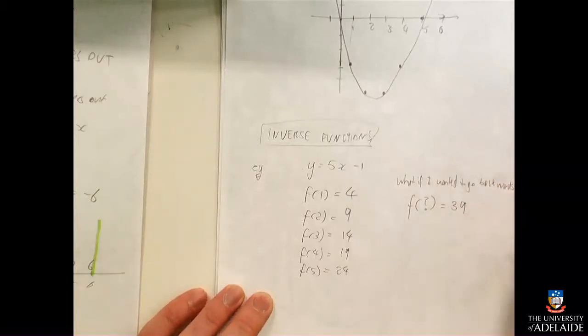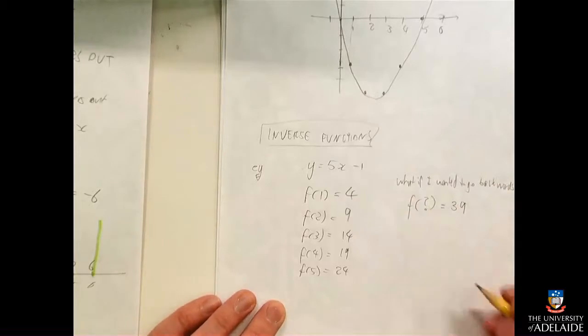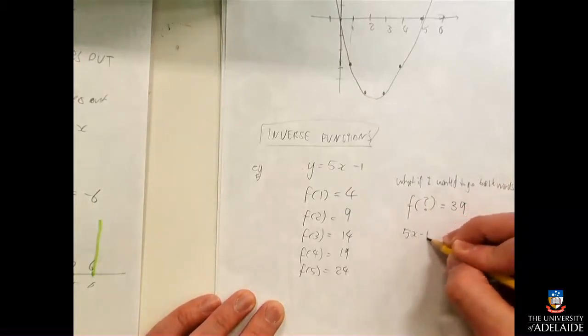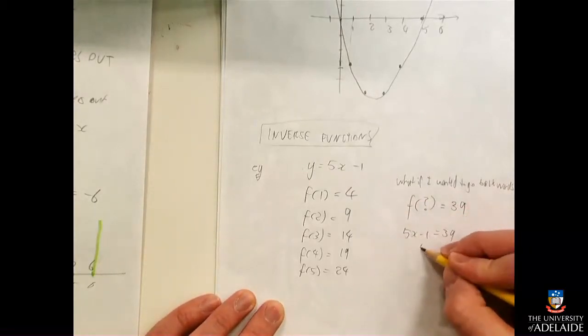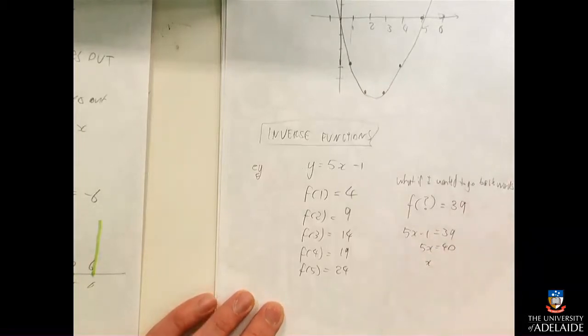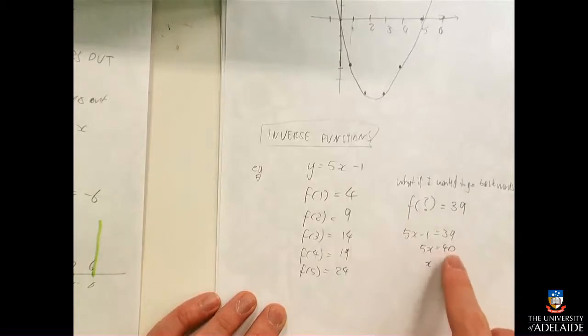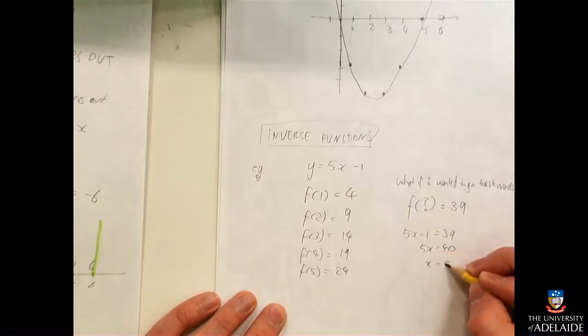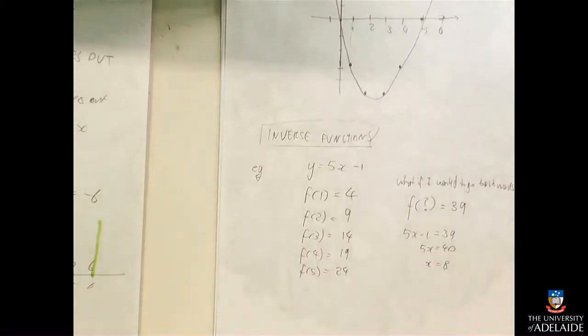What if I wanted to go backwards? In that case, I might say, well, 5x minus 1 is supposed to be 39, so 5x is 40, so x would be 40 divided by 5, which would be 8. Yay! Which is great, except I don't want to have to do that every time.